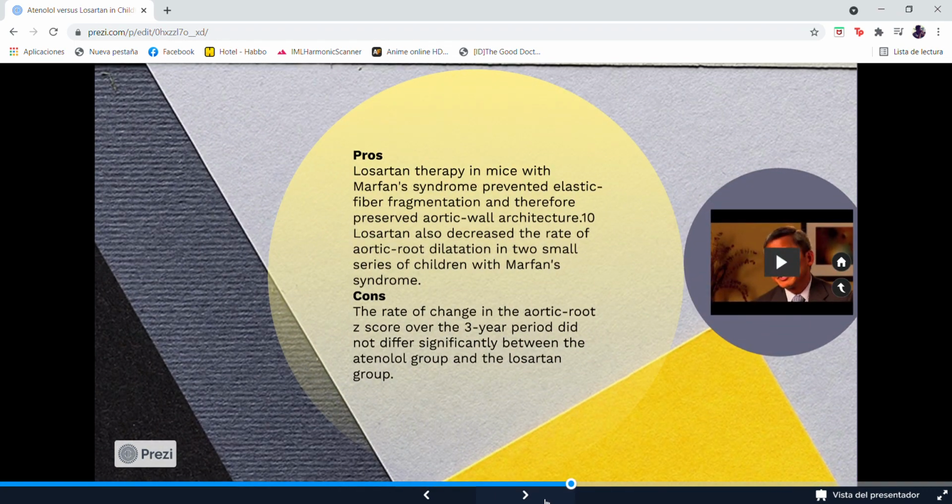First, we have the Losartan therapy in mice with Marfan syndrome, which prevents elastic fiber fragmentation and therefore preserves aortic wall architecture. Losartan also decreased the rate of aortic root dilatation in a small series of children with Marfan syndrome, and the rate of change in the aortic root z score over the 3-year period did not differ significantly between the Atenolol group and the Losartan group.